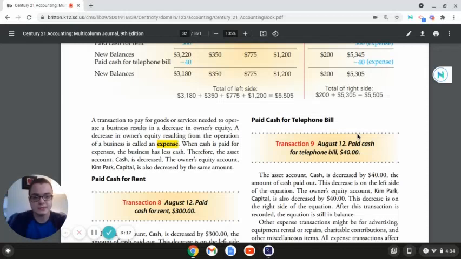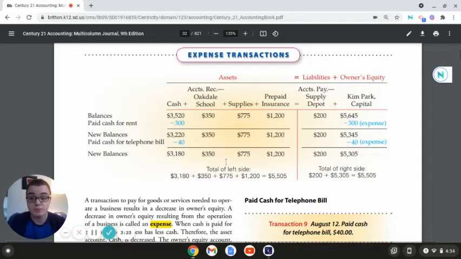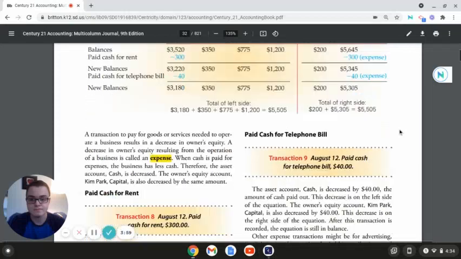And transaction number 9 reads, on August 12th, paid cash for telephone bill, $40. Okay, so again, when we pay cash for something, that means that our cash account is going down or being decreased. So when we pay cash, that means that cash is getting deducted. So we deduct $40 from our cash account. And we also deduct $40 from our owner's capital account because, again, if you notice, we are on opposite sides of the accounting equation. So whatever we do on one side, we have to do on the other. Otherwise, our accounting equation will be thrown off balance. And notice here it says expense. That's because these transactions are expense transactions.